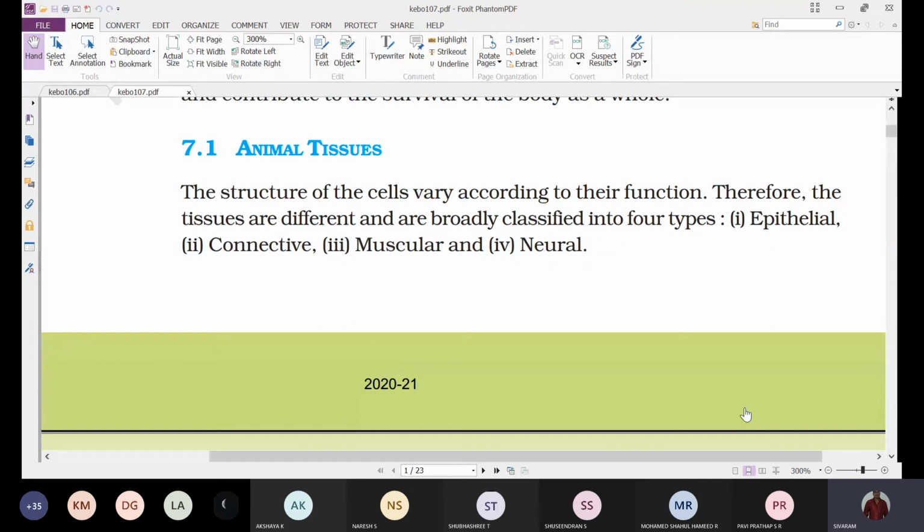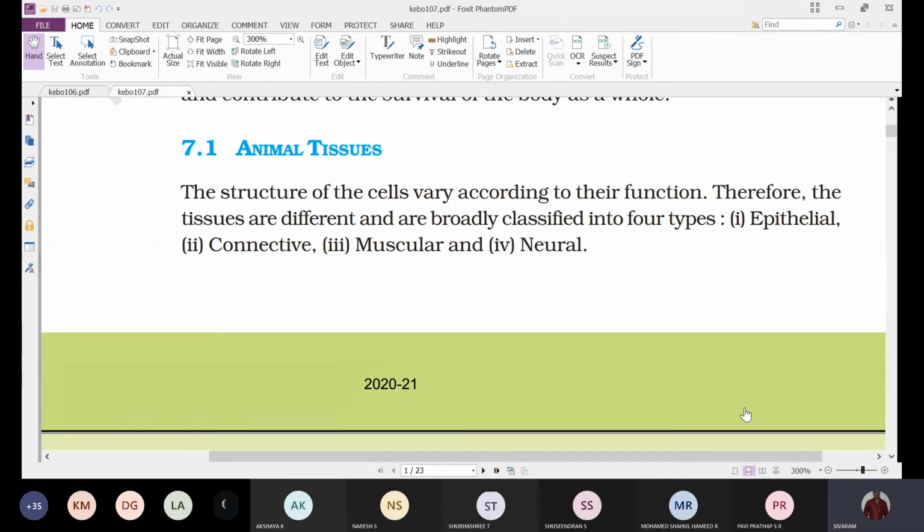If they are elongated, thread-like, they can't move along with the blood to different parts of the body, like nerve cells. When you observe the nerve cells, the nerve cells are elongated.